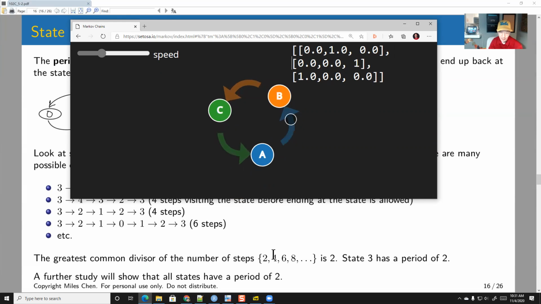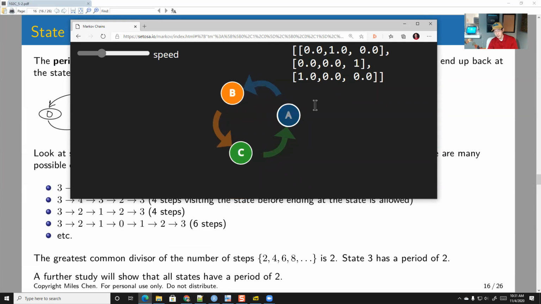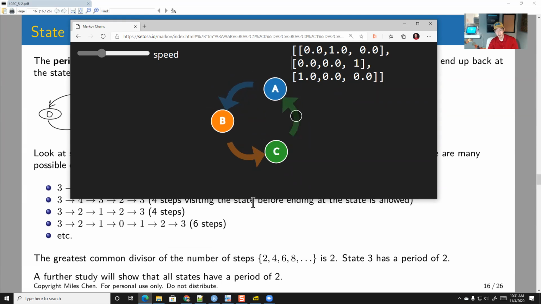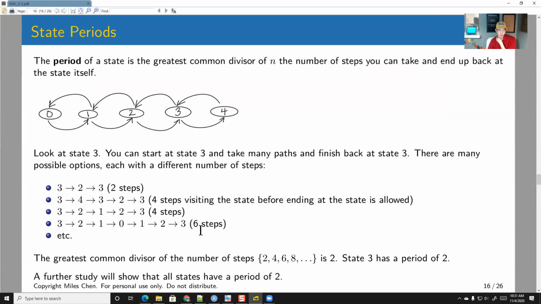But this one is irreducible, right? Because whatever state you start in, it's possible to reach all of the other states. Okay, anyway, state 3 has a period of 2, and so on and so forth.